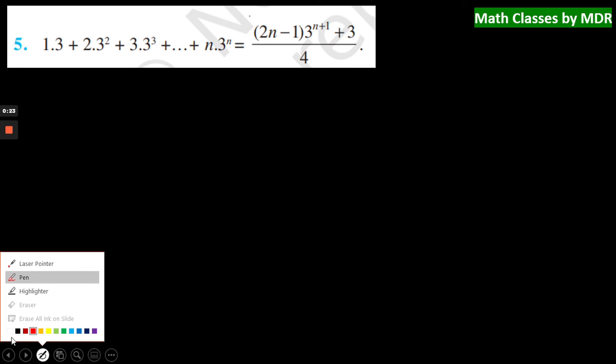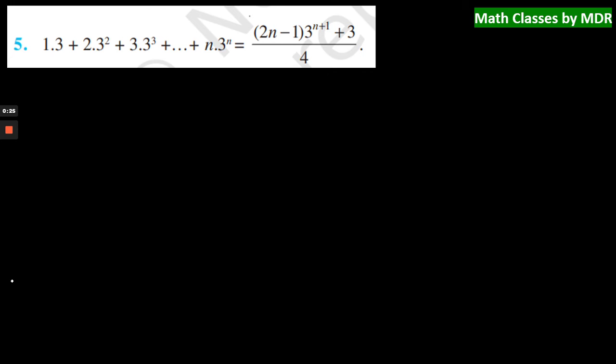As usual, as I have mentioned in the earlier videos, no need to panic looking at the formulas. So just follow the procedure. The first step is: let P of n be the given statement, and now check it for n equal to 1, whether it is true for n equals 1 or not.